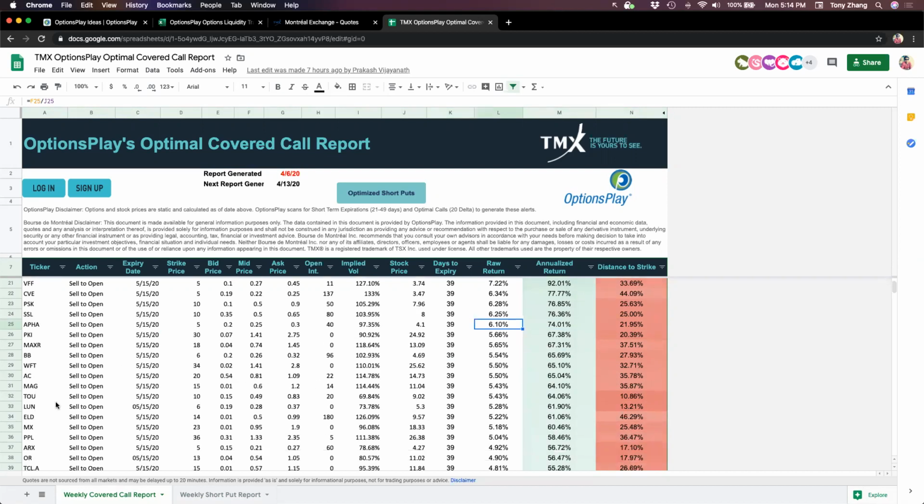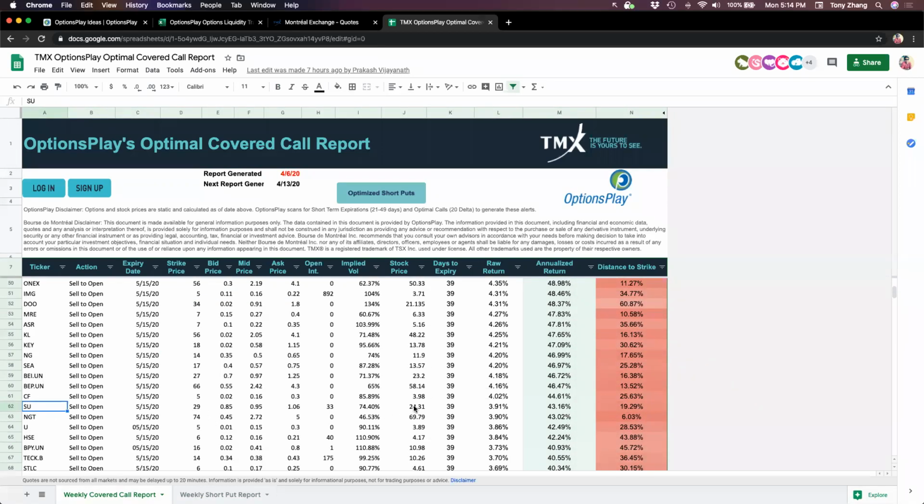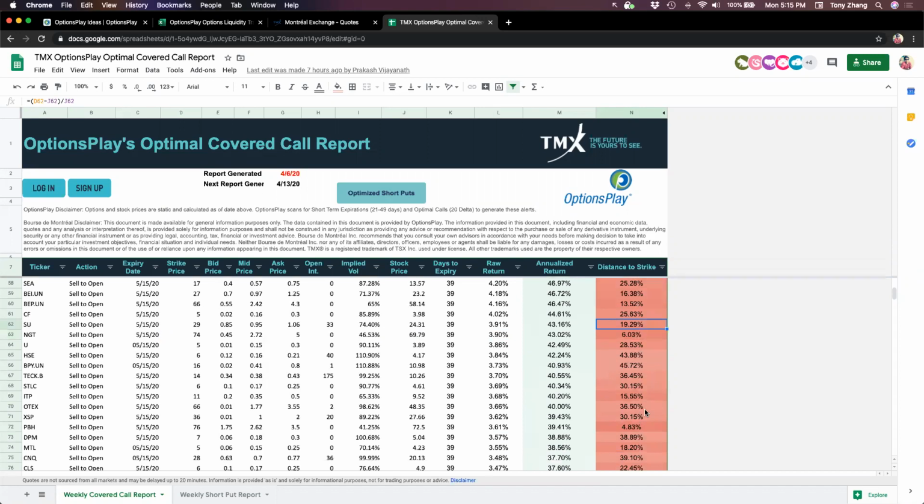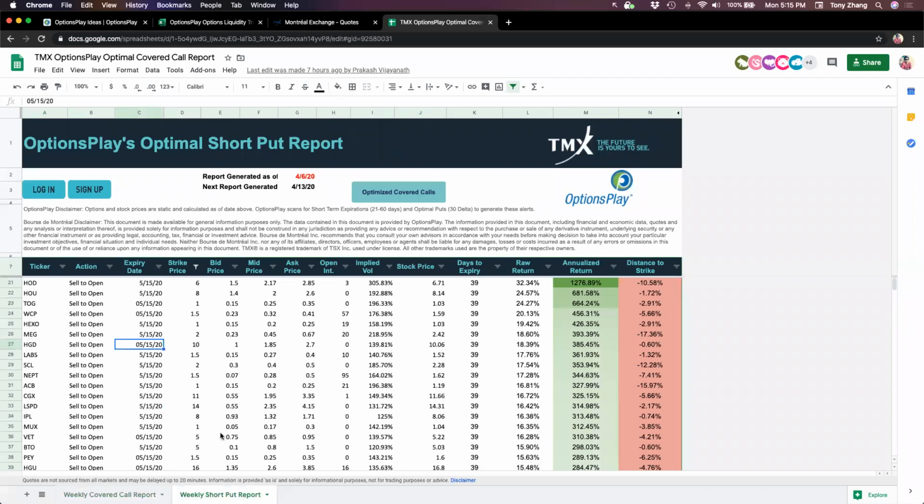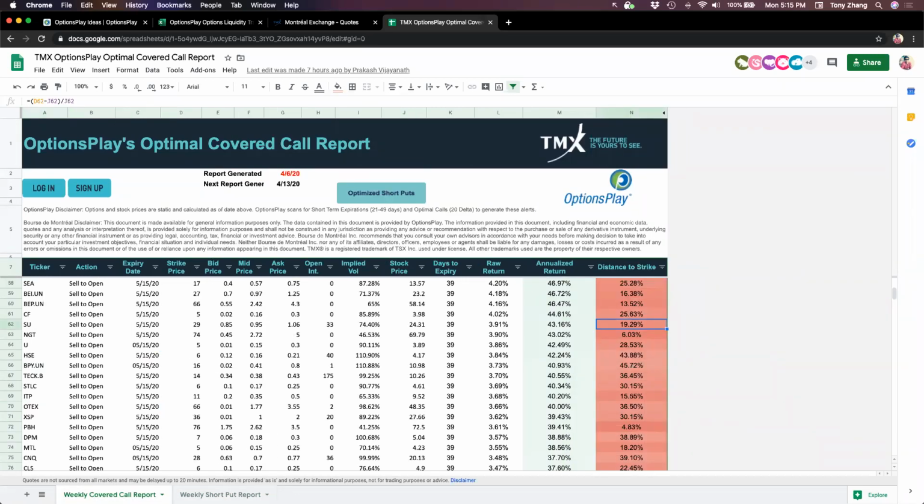That's obviously a bit of an extreme example. Let's take a look at some of the names that many of you are more likely to have in your portfolio, like maybe Suncor Energy trading at $24, telling you to sell the $29 call, which generates a 3.9% yield, and the strike price is 20% above the current price. So this is how you can use this report to very quickly find out where you can generate income to purchase the stocks that you want to buy using the short put report, and where you can generate income on the stocks that you own through the covered call report.